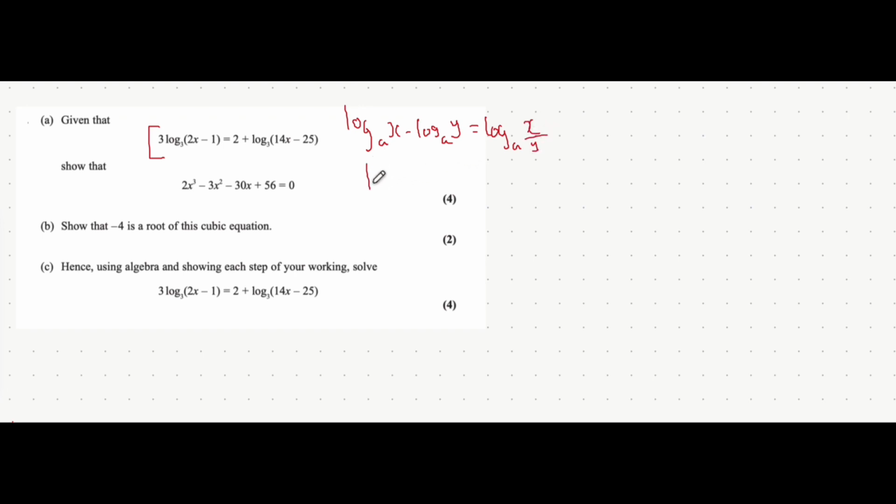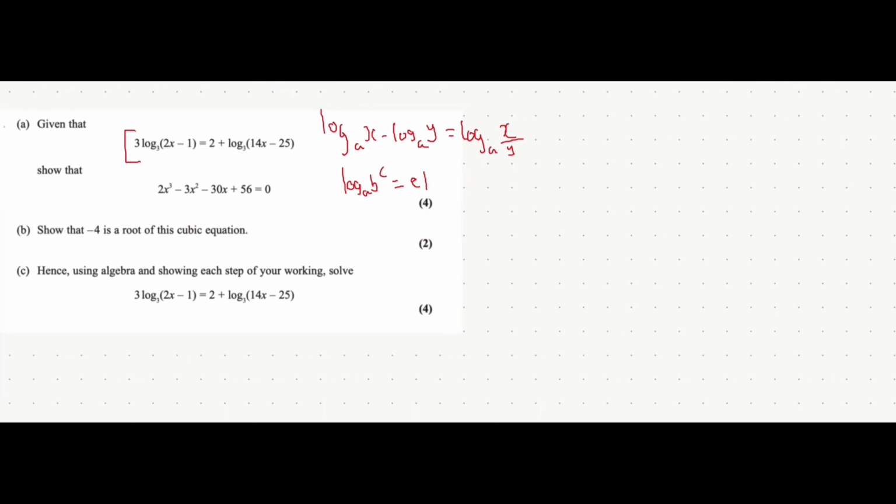On top of that, you can use the rule that log a of b to the power of c can be written as c log base a of b. So basically, you can bring the power forward as a coefficient, in the same way that you can bring the coefficient forward as a power again. So let's have a look at how we're going to use these two rules in this question.